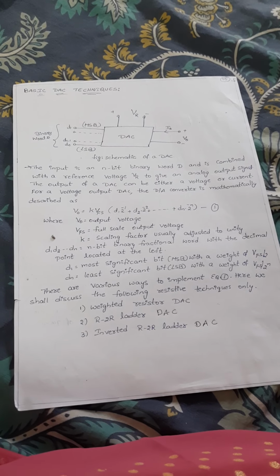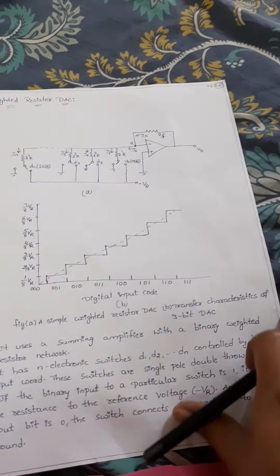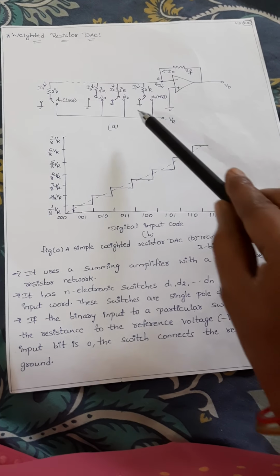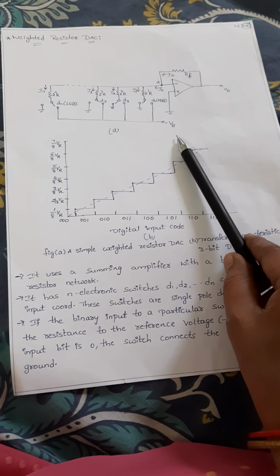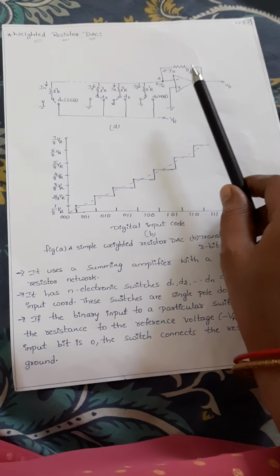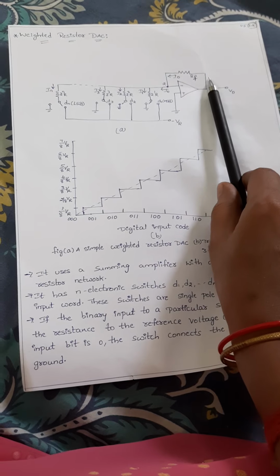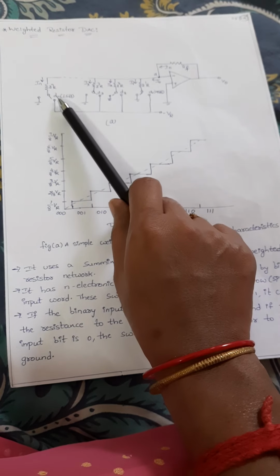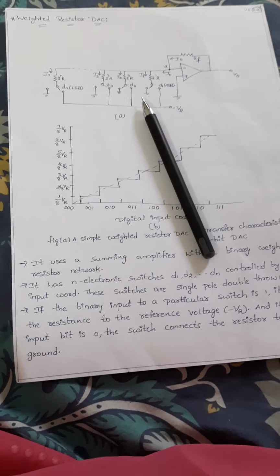Now first we shall see the weighted resistor DAC technique. This is a simple weighted resistor DAC. Observe the circuit carefully. Here, for the op amp we always connect negative feedback, with one feedback resistor RF. And these are all the 2R resistors. All the resistors are of the same value, 2R.